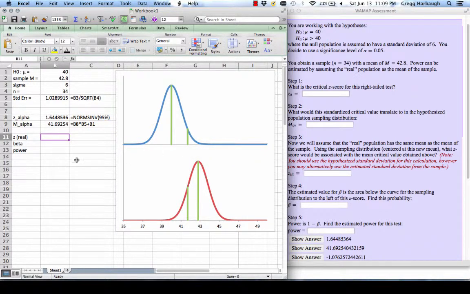Okay. This now plots the point on the curve. The blue curve indicates the null hypothesis, and the red curve indicates the curve that would be associated with the sample mean. Notice this sample mean curve is centered at about 42.8, whereas the null hypothesis curve is centered at 40. The second step is to determine what the standardized critical value would translate into for the hypothesized sampling distribution, and that's where we use the z-score of 1.644 and change, converting that back to an actual average score of 41.69 and change.